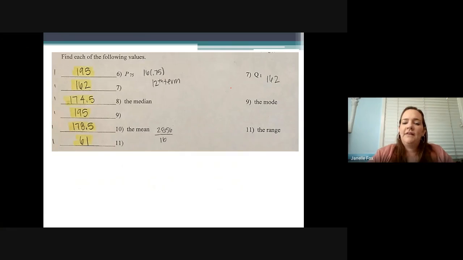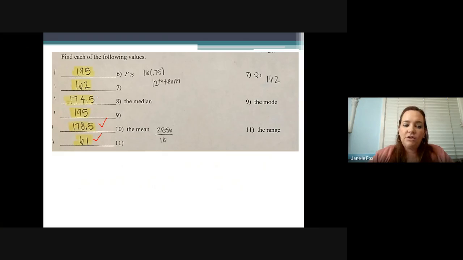Okay. So then they asked you, using probably the stuff that you did on that box and whisker, to find some fun stuff. So I'm going to go from the bottom. The range is 61. The way that we get the range is you do 208 and subtract 147. The mean is literally adding all those values up and dividing. If I did my math right, it was 2,856 divided by 16. The mode would be the most occurring, and I got that from my list, and that was definitely 195.